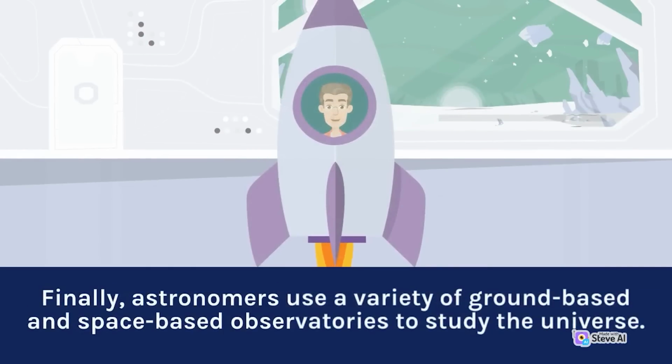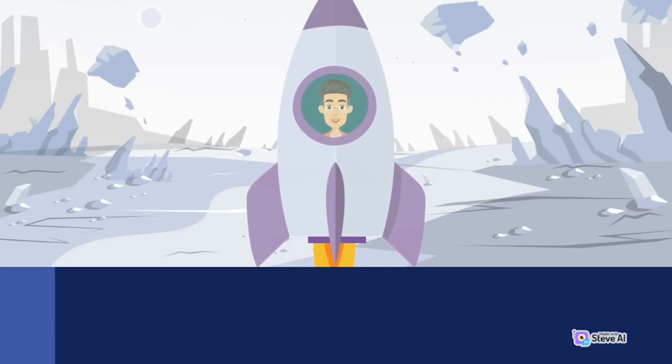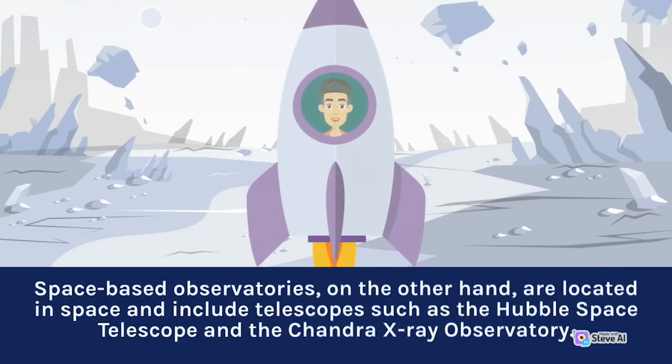Finally, astronomers use a variety of ground-based and space-based observatories to study the universe. Ground-based observatories are located on Earth and include telescopes, radar systems, and other equipment. Space-based observatories, on the other hand, are located in space and include telescopes such as the Hubble Space Telescope and the Chandra X-ray Observatory.